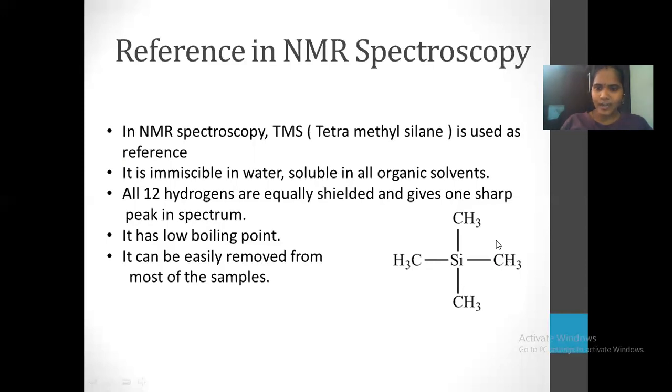Because here there are 12 protons, all having the same environment, the electrons are the same, so they will be equally shielded, and we will get one sharp peak. It also has a low boiling point, so we can easily remove it from our sample. We can extract that particular TMS back from the sample also. So for these unique properties, we use tetramethylsilane as a reference compound.